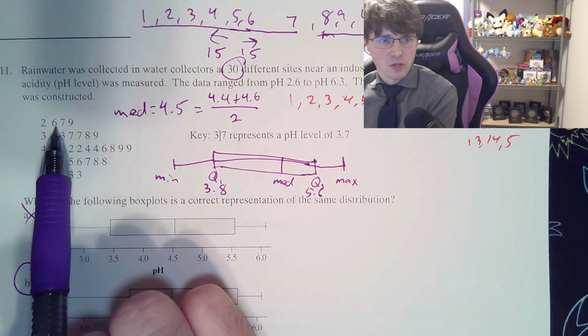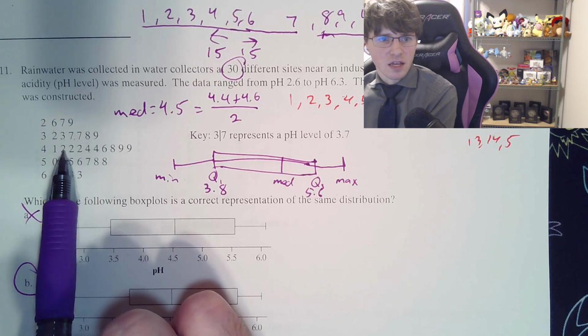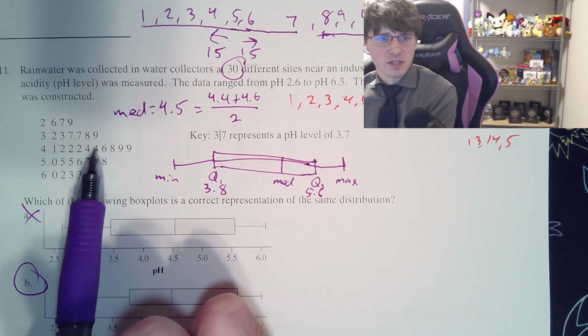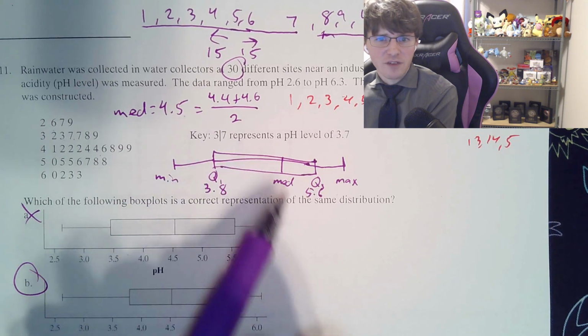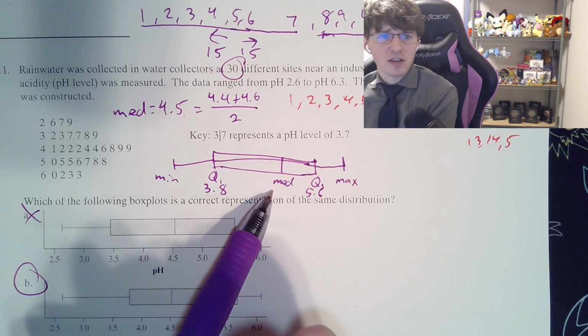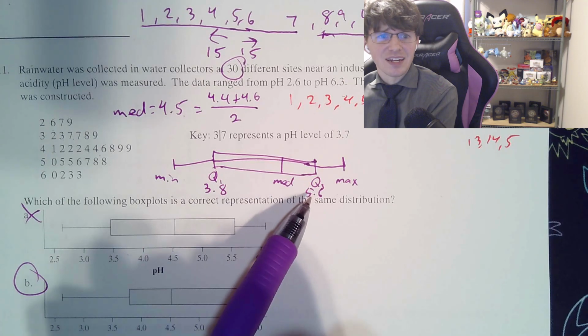When you counted this, it was 1, 2, 3, 4, 5, 6, 7, 8, 9, 10, 11, 12, 13, 14, 15. So it was in between 4 and 6. In between 4 and 6 is 5. That's where I got that 4.5. That's our median. After we did that, we had to figure out what is the middle of the middles. That is what Q1 and Q3 are. We're finding the median again.